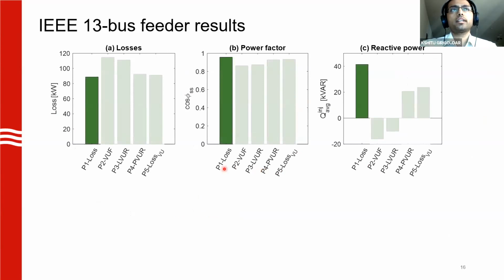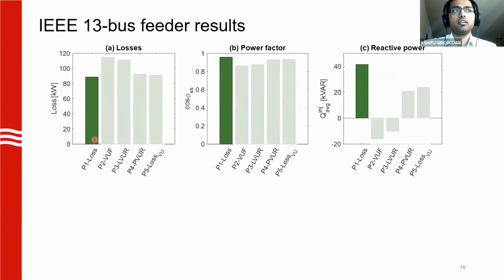Now we'll just look at the results for the other power quality metrics that I mentioned. So now on the x-axis, we have 5 different cases. On the y-axis, we look at network losses. We look at the substation power factor, and I've also shown the average reactive power injection of all the 15 solar PVs that we have in this system.